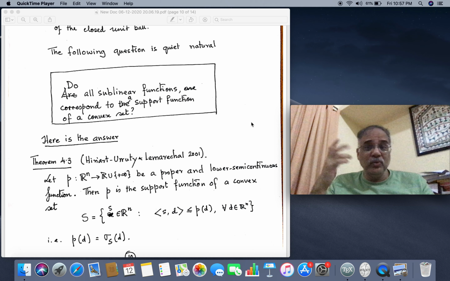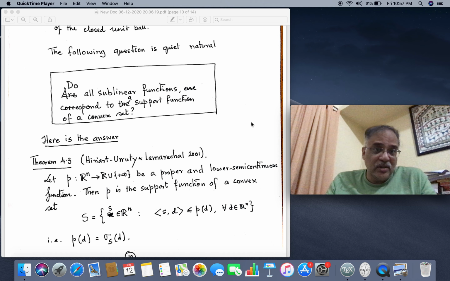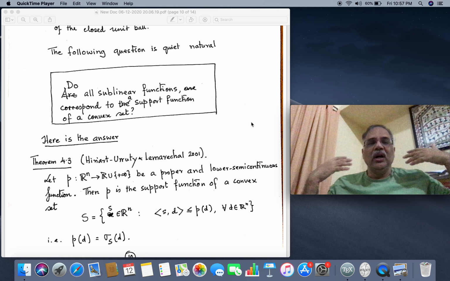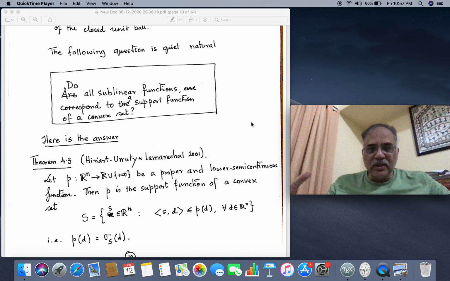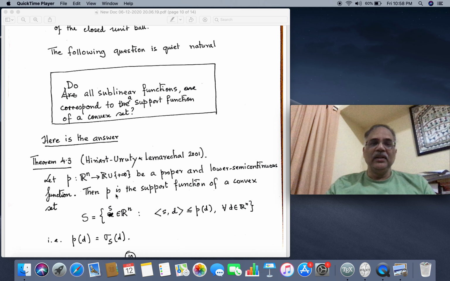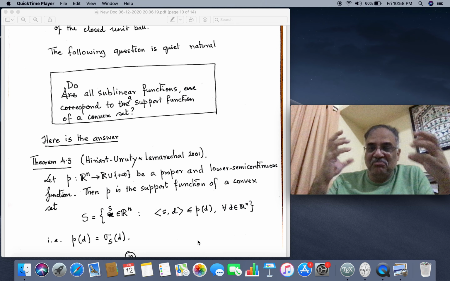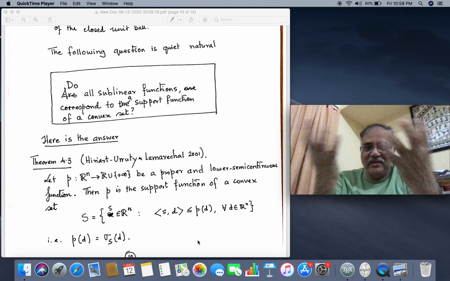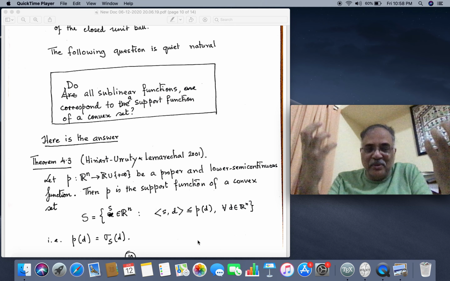So now you might suspect that possibly every sublinear function corresponds to some support function of a convex set. The answer is yes. If you take P to be a proper lower semi-continuous sublinear function, I have missed the line towards sublinear, it should be sublinear, then P is the support function of a convex set given like this. Actually, this is nothing but a directional derivative. This is like that, nothing but the S is the subgradient, right? Subdifferential.